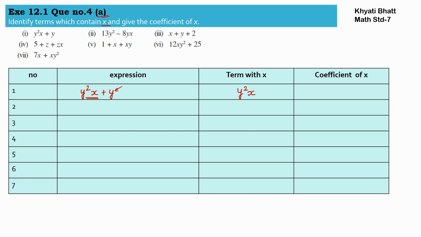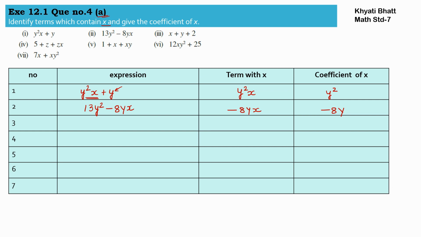Now the coefficient of x: whatever is there along with the multiplication of x, that we have to write here. So here y square is the coefficient of x. Now second, 13y square minus 8yx. In the first term there is no x. In the second term x is there, so that term we are mentioning, minus 8y and x. Now minus 8y is the coefficient of x, so we are writing here minus 8y.